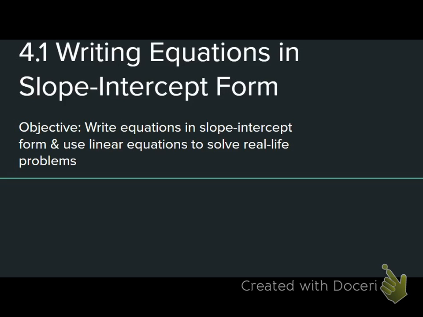Back to today's notes. We are starting chapter 4. We are going to start off with writing equations in slope-intercept form. Now, we have done this before when we've been given equations that were not in slope-intercept form, and we've changed them to be in slope-intercept form. But today we're going to be given other information so that we can come up with the equation all on our own. Anybody need more time with their objective? Okay.